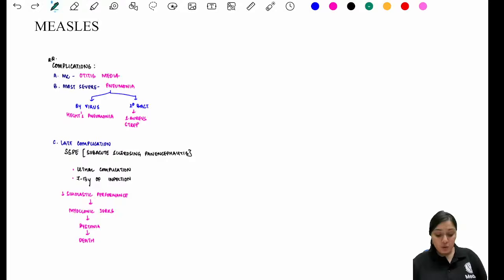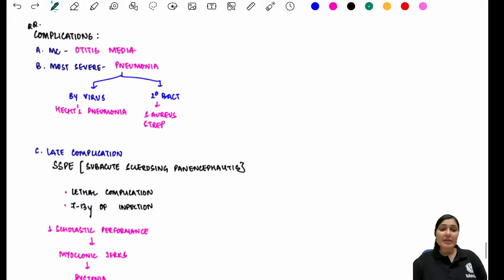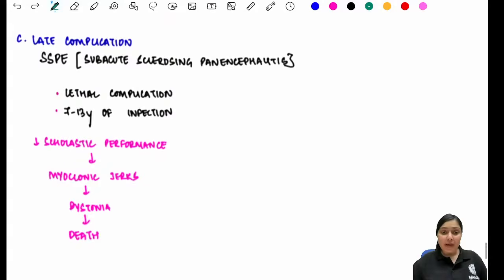Apart from that, the examiner also wants to test some of the complications that you see in measles. Remember, the most common complication in measles is otitis media, and the most severe one is pneumonia. If pneumonia is caused by the virus itself, it is known as Hecht pneumonia. The measles virus is notoriously known to impact cell-mediated immunity. So if because of that virus there is secondary bacterial infection leading to pneumonia, then the most common organisms are Staphylococcus aureus and Streptococcus.